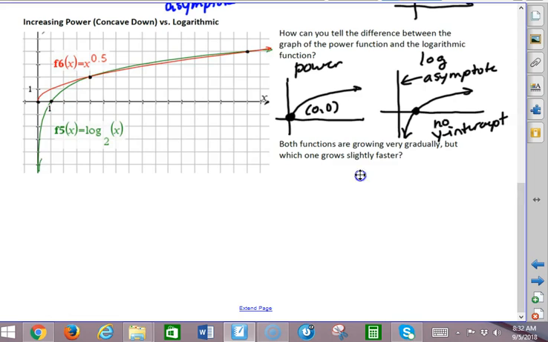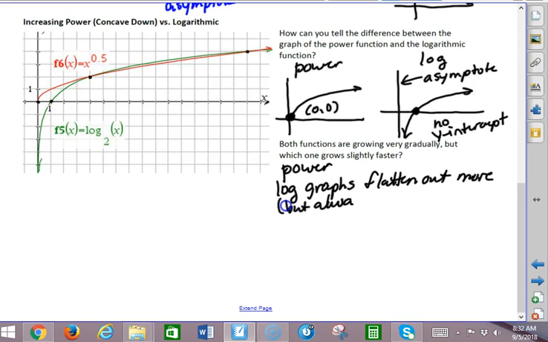Now, both of them are growing very gradually. You can see they do both continue to go up. There's never a place where they totally flatten off and quit growing. So for the log function, even though it's very flat, we do have from negative infinity to infinity for its range. For the power, it's just going to be from 0 to infinity for its range. But in the long run, which one is going to grow faster? In this case, it's the power. The power function will always grow faster. Log graphs flatten out more, although they always keep growing. They just grow at a very, very slow rate.